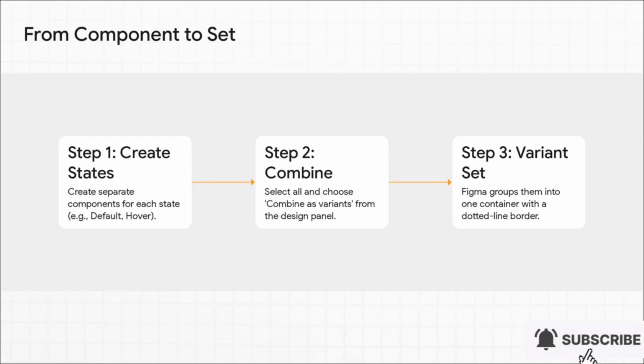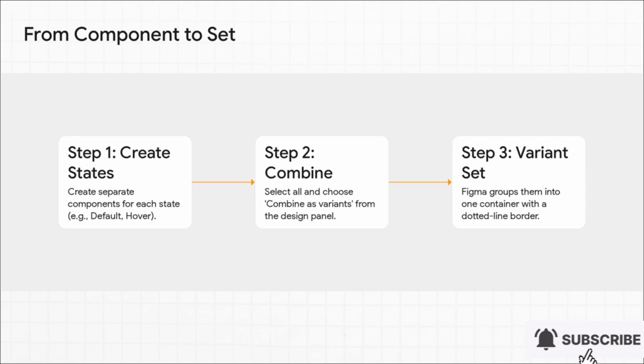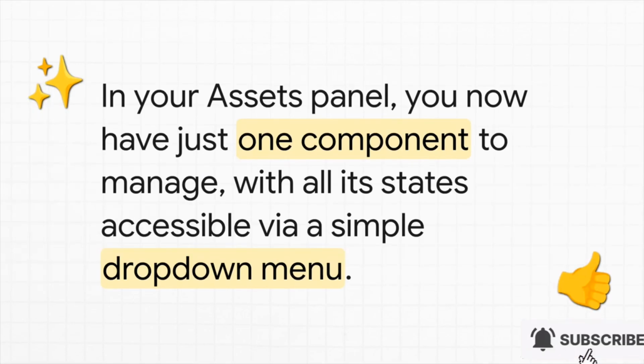And getting this set up is super easy. You just make your different states, like your hover button and your active button, as separate components. Then you just select them all and click Combine as Variants. And that's it. Figma wraps them all up in this single container with a nice purple dotted line around it. And here is the big payoff. Just look at your assets panel.